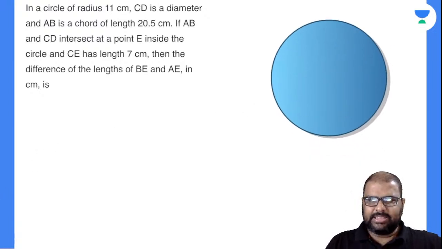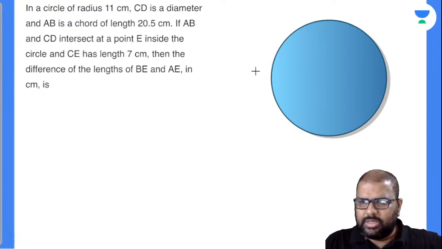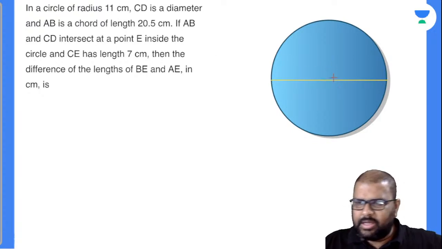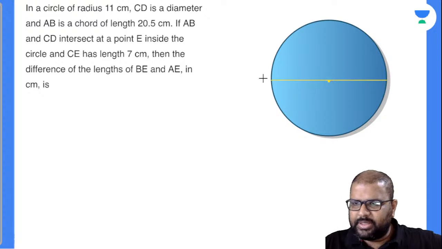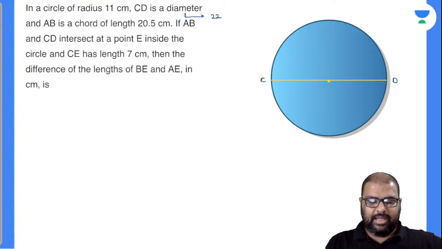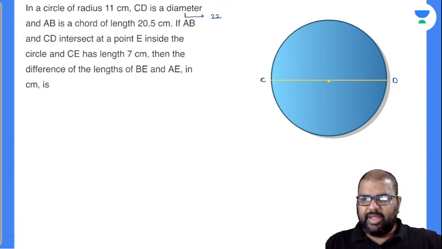In a circle of radius 11 centimeter, CD is a diameter and AB is a chord of length 20.5 centimeter. Let us take this as the diameter CD, and this is your center point. CD is the diameter. What is the diameter length? 11 is the radius, so 22 will be the diameter. You have drawn a chord AB of length 20.5 centimeter. If AB and CD intersect at a point E inside the circle.